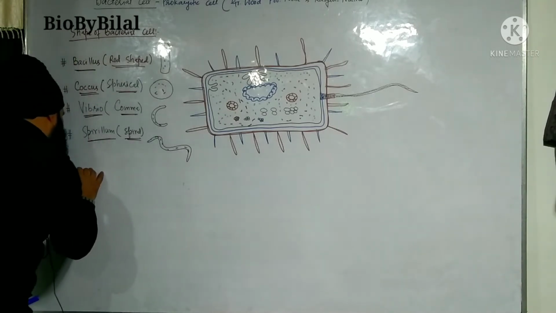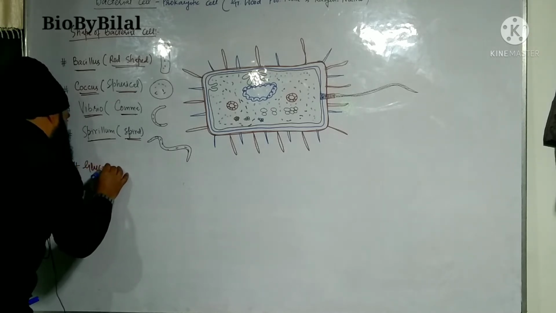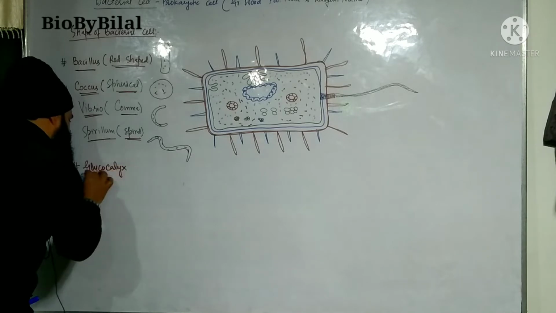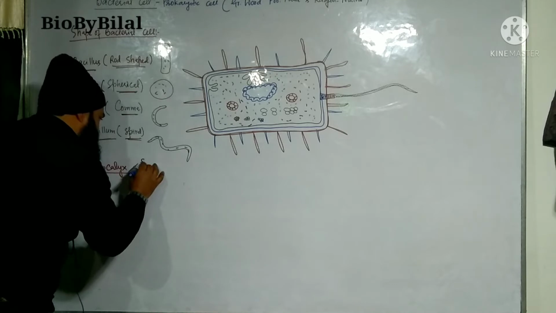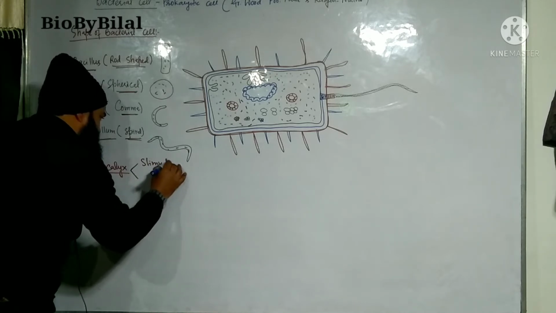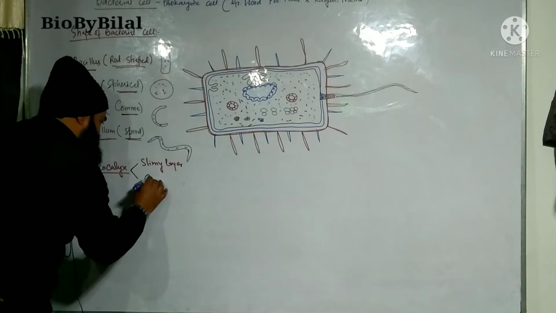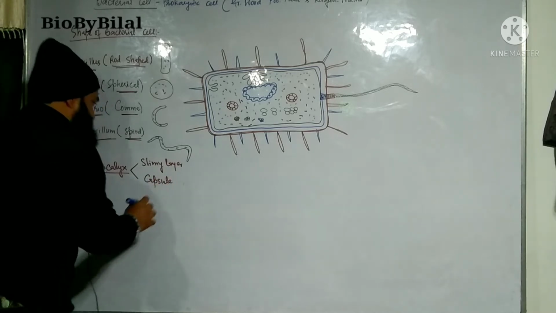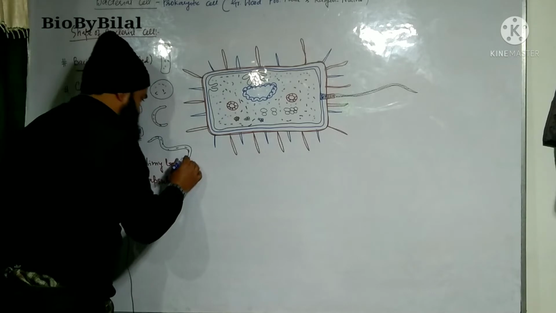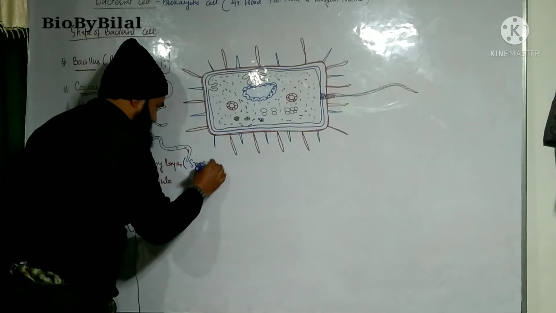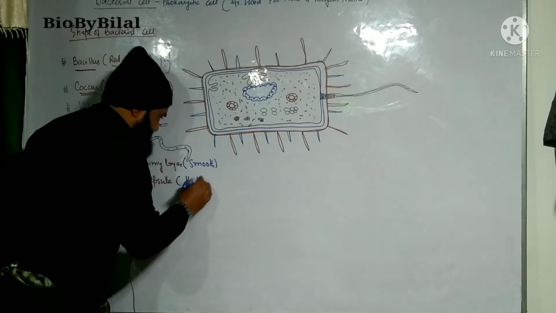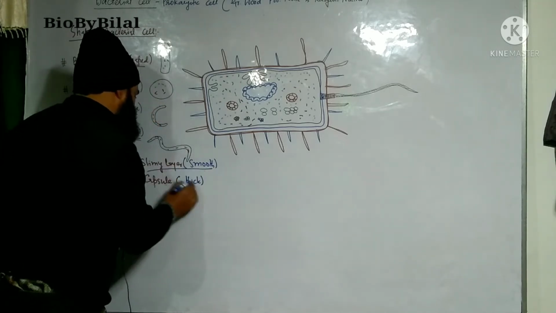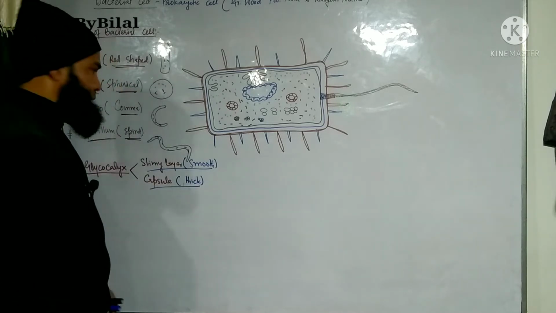This structure is called glycocalyx, the outermost covering of the bacterial cell. This may be a slimy layer or this may be a capsule. It depends upon its thickness. The slimy layer is smooth and the capsule is to some extent thick. Both give protection to the bacterial cell.